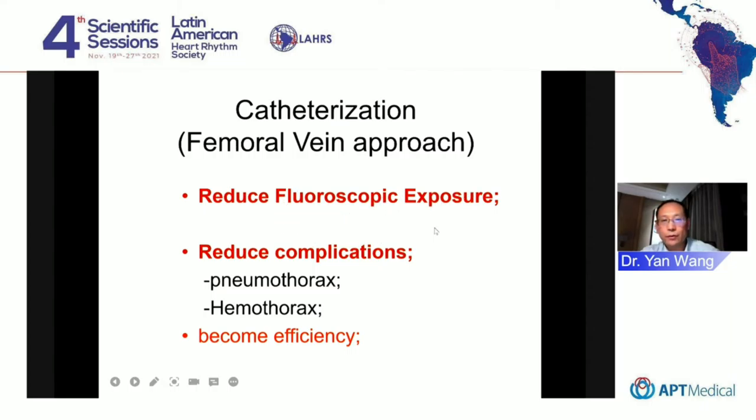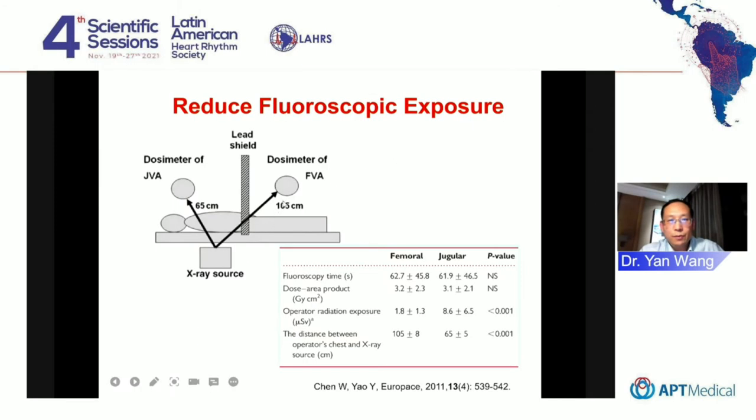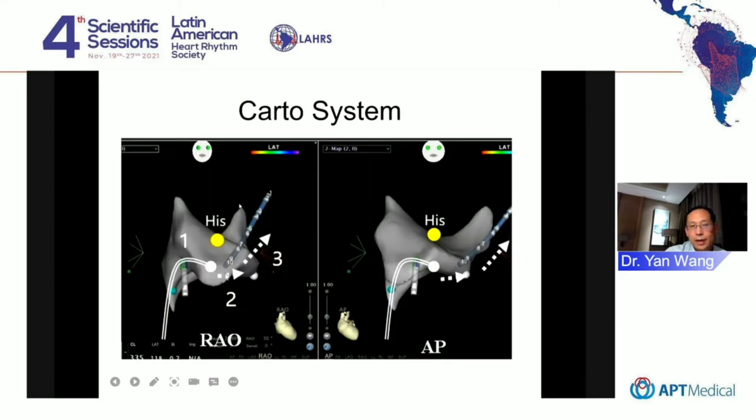First, we can reduce fluoroscopy exposure. Second, we can reduce complications such as pneumothorax and hemothorax. And I think it's more efficient. Because first, if you place the catheter via the femoral vein here, the staff just stands here, far away from the X-ray source. But if you go from the jugular or subclavian, it's very close to the X-ray source, and the lead shield can protect you. In this slide, I just want to show you we place the catheter without a forcing cutter system like this.